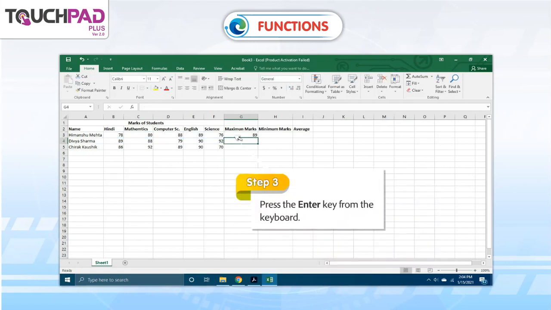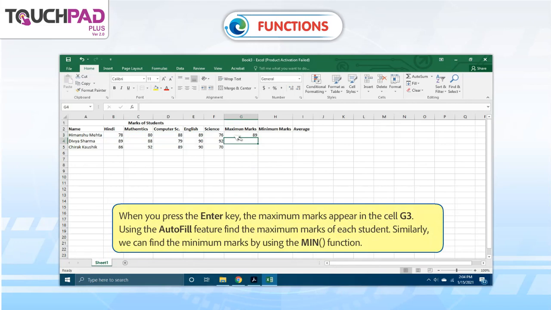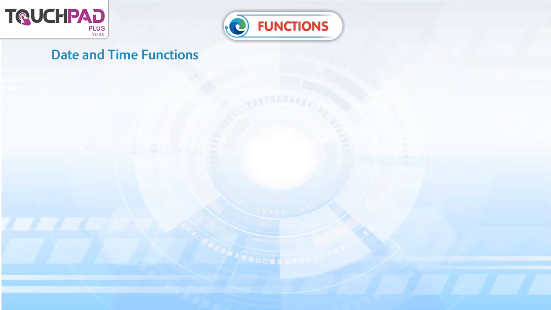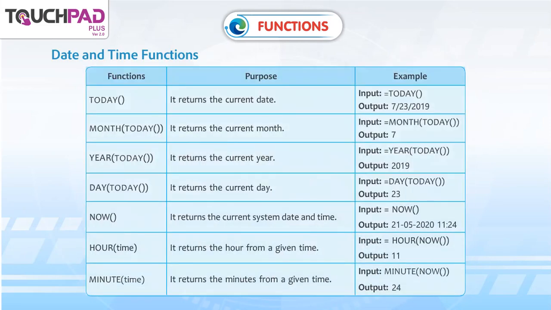Step 3. Press the Enter key from the keyboard. When you press the Enter key, the maximum marks appear in the cell G3. Using the autofill feature, find the maximum marks of each student. Similarly, we can find the minimum marks by using the MIN function. Date and time functions. TODAY(). It returns the current date.